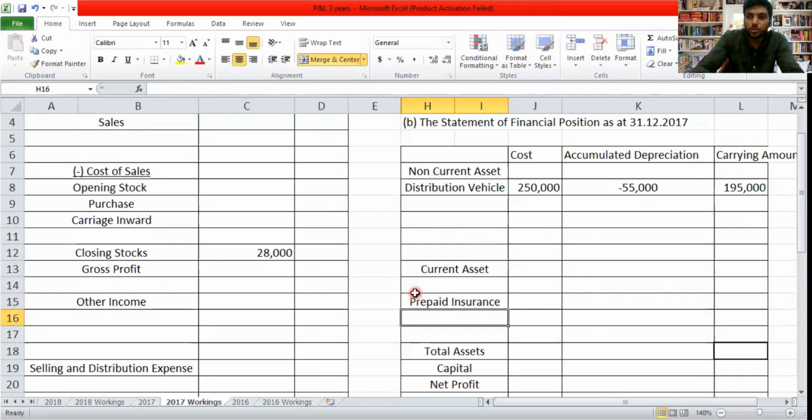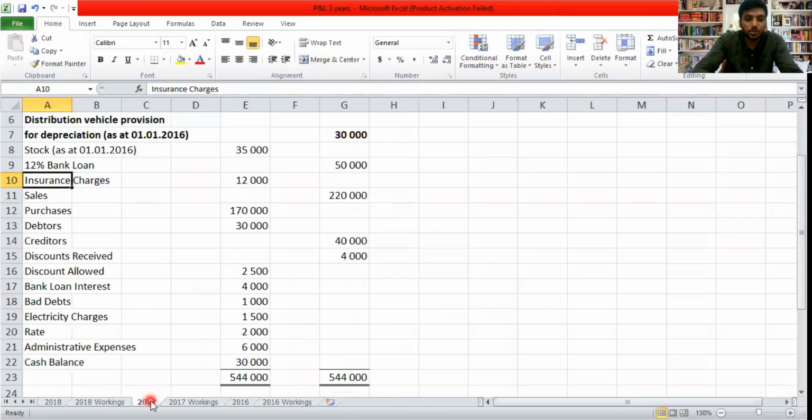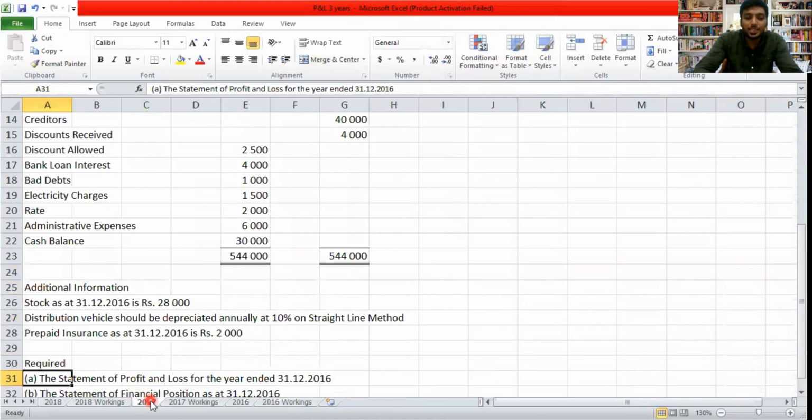So how much is prepaid insurance you are getting here? You are getting here 2,000. So we record this as 2,000. Then we are done with that. So we are moving on to the paper. That's all. So you have done all the basic necessary adjustments.